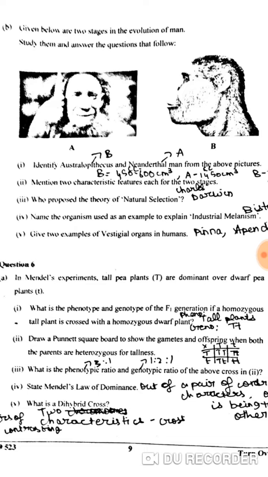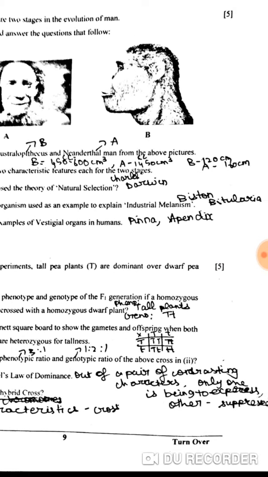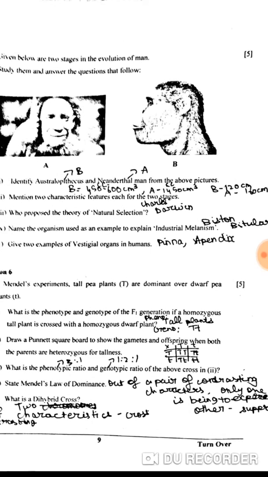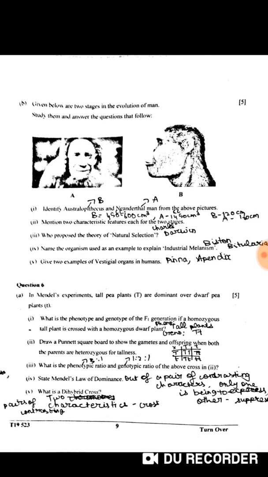State Mendel's law of dominance. Out of a pair of contrasting characters, only one character is able to express itself while the other remains suppressed. What is dihybrid cross? When a pair of two pairs of characteristics is crossed, the cross is called dihybrid cross.